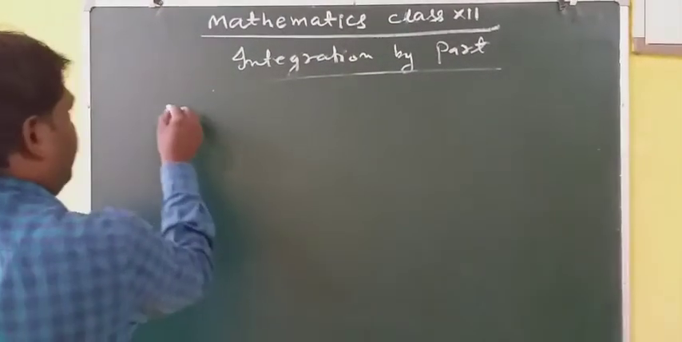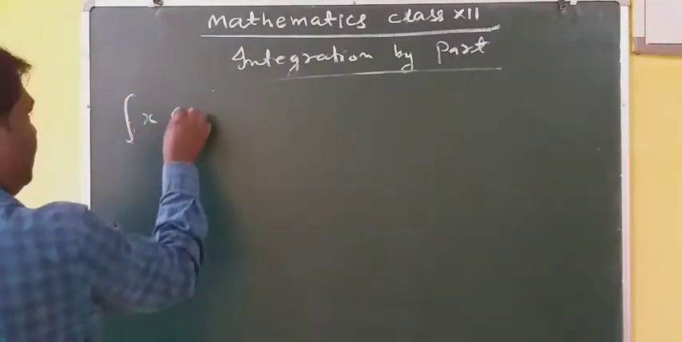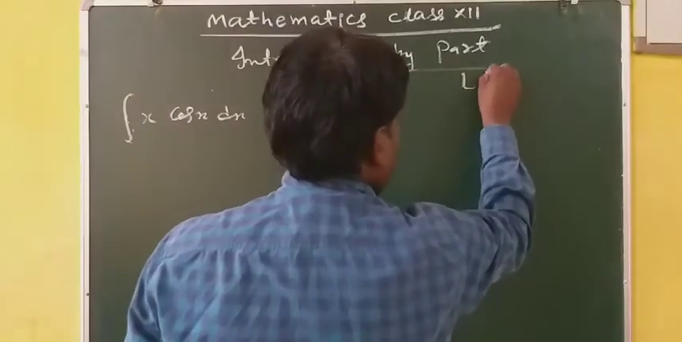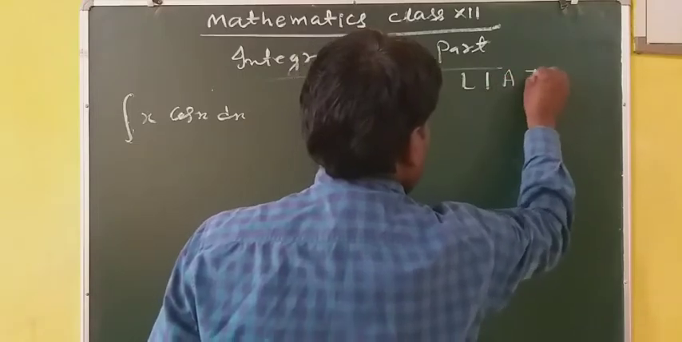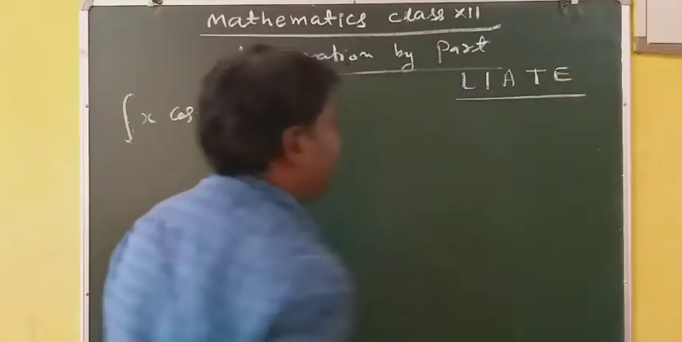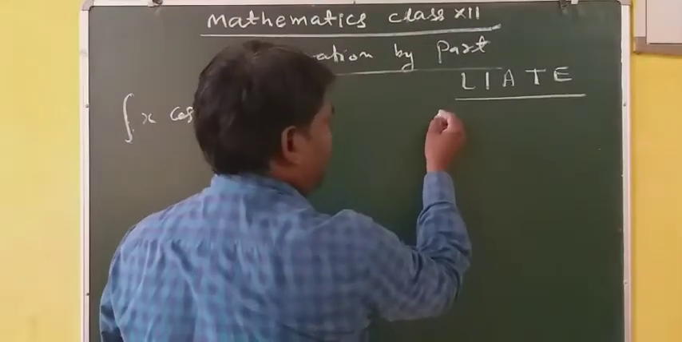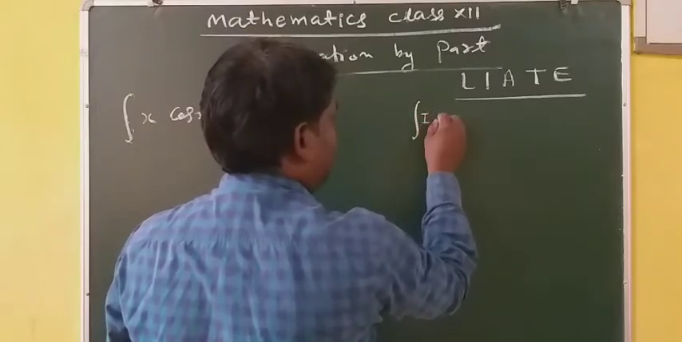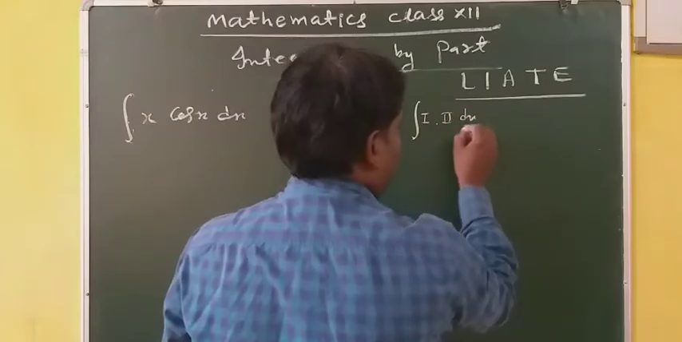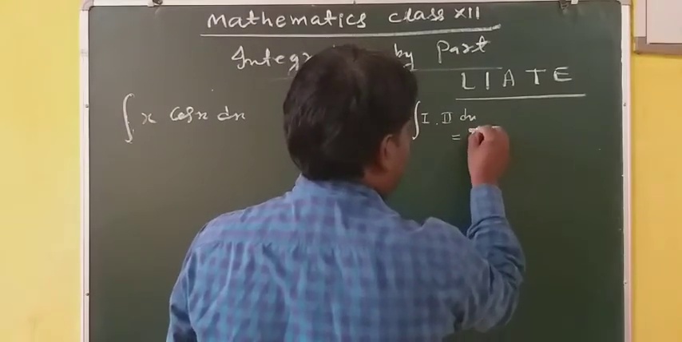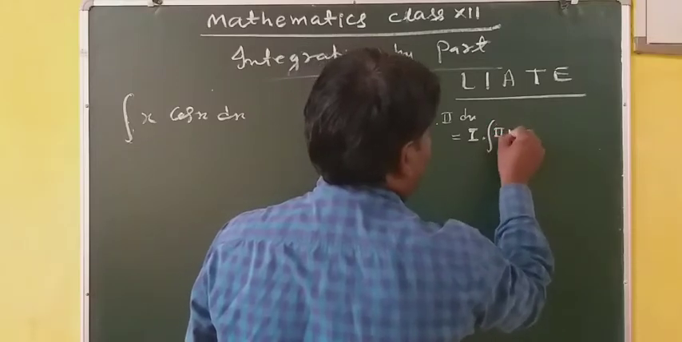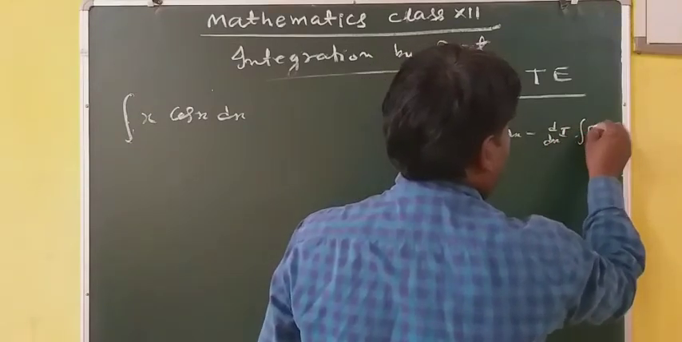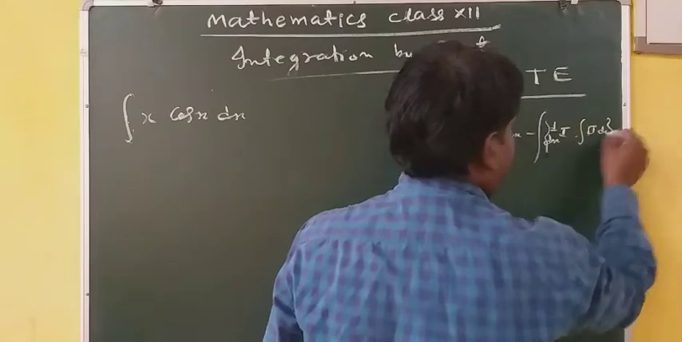For example, integration of x cos x dx. Okay, so you need to remember this one to decide the first and second function. As well as you have to learn and remember this formula: first function into integration of second function, minus integration of differentiation of first function into integration of second function, whole integration.